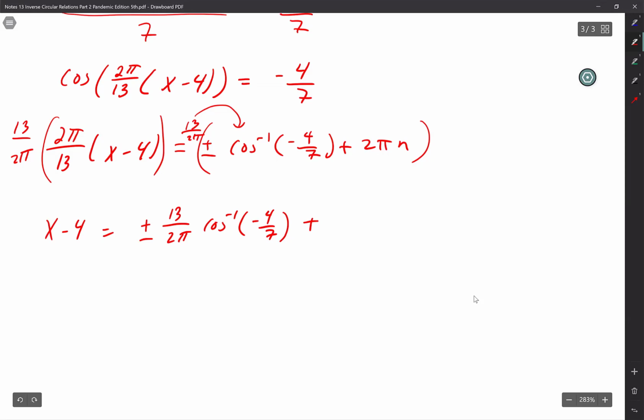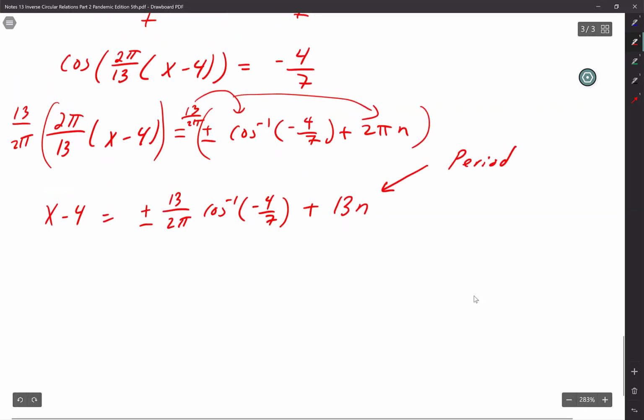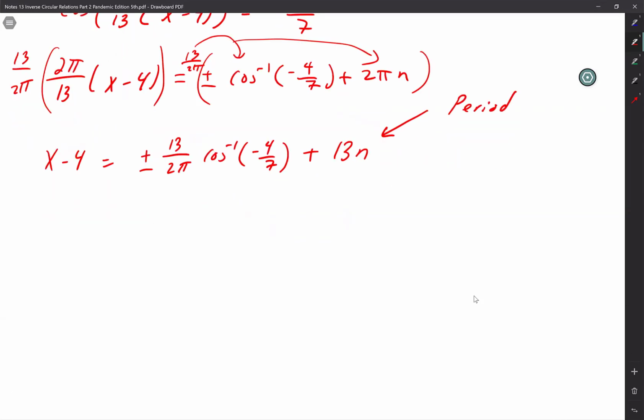Plus 13 over 2 pi times 2 pi, I get 13n. And that should not shock you. That is your period, guys. That 13n should not shock you. So hopefully you're seeing all these pieces come together. Last but not least, what do I got to do to get the x by itself? And I see some of y'all still writing, so let me slow down.